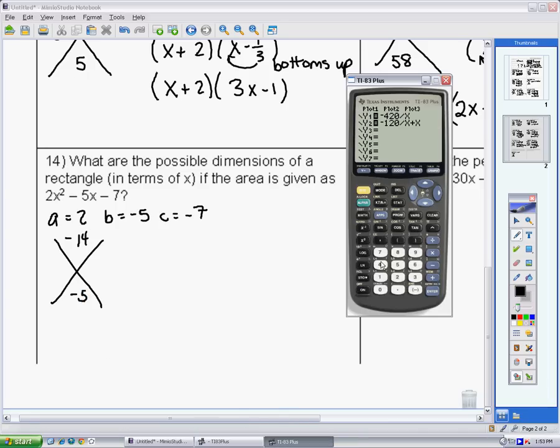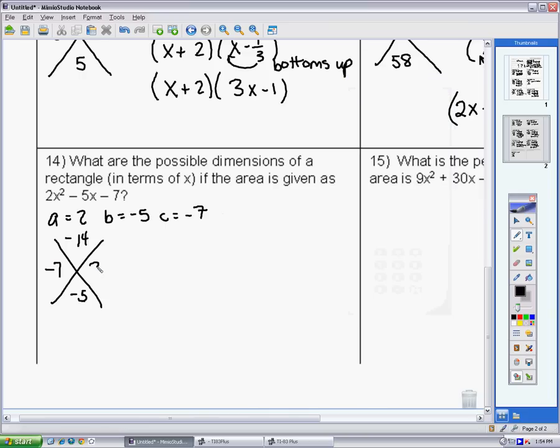I'm going to change that to negative 14. And I'm going to look for negative 5. Oops, I'm going to have to go back up. I'm going to start back up at 0. Okay, so I'm looking for negative 5. I think I'm going to go up. There's negative 5. So it means my factors are negative 7 and 2. So I'm going to have x minus 7 times x plus 2.